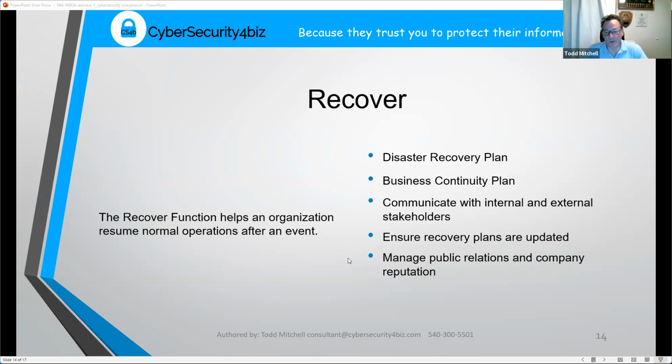Especially after a data breach, you've got to spend a little bit of time and money and effort making sure that you get a hold of all your customers and explain what went wrong, what you're doing to fix it, and what you're doing to make sure it never happens again, to regain their trust.